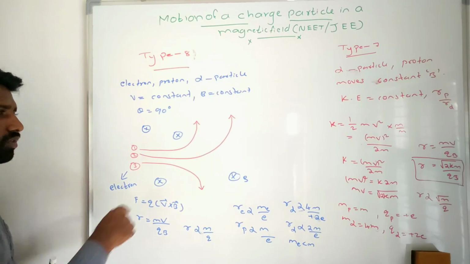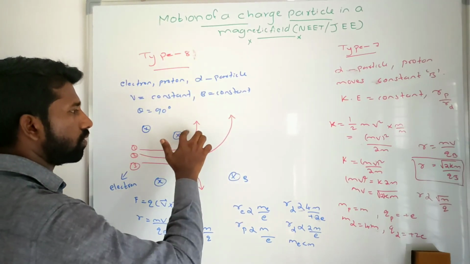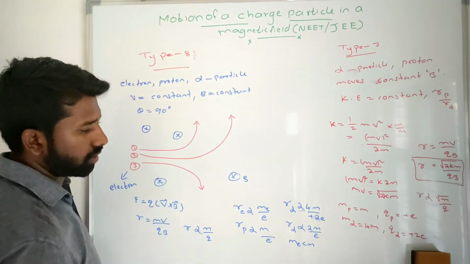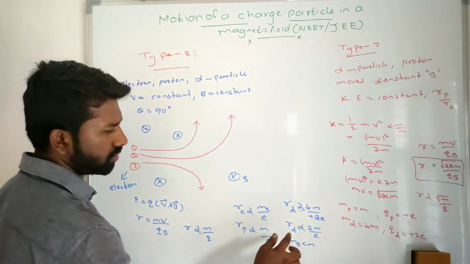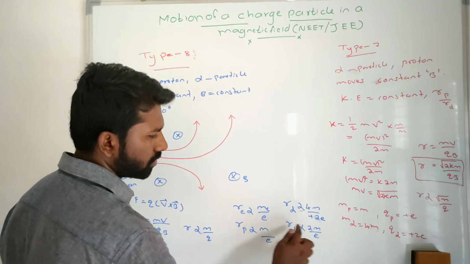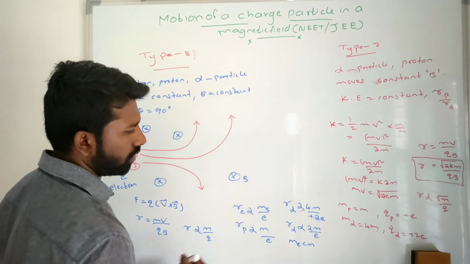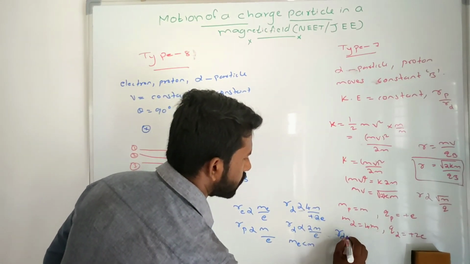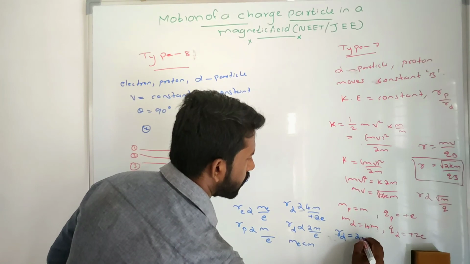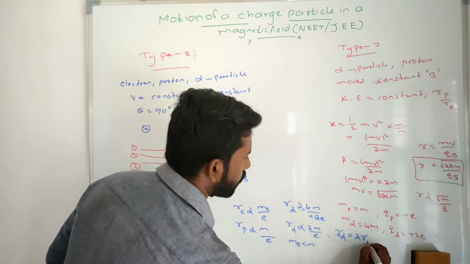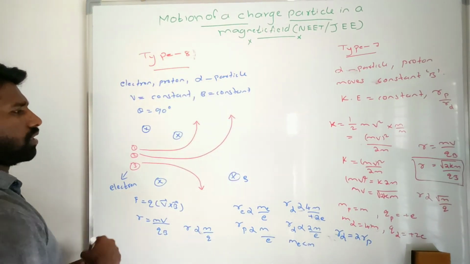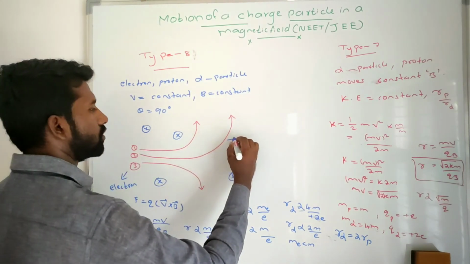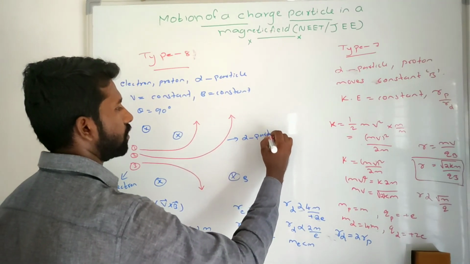Next, these two will be the proton and the alpha particle. Which one is the proton and which one is the alpha particle? You can see this: the alpha particle radius is 2 times. That means R alpha is equal to 2 times the radius of the proton. That means which radius is greater here? The second radius is greater here. That is the alpha particle.